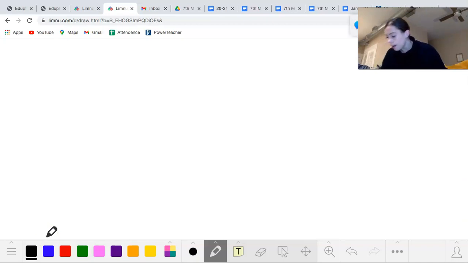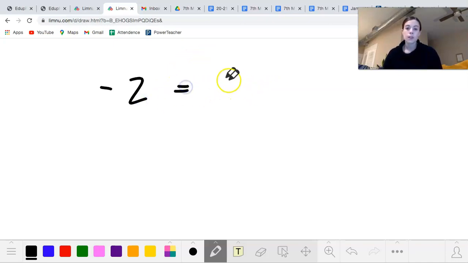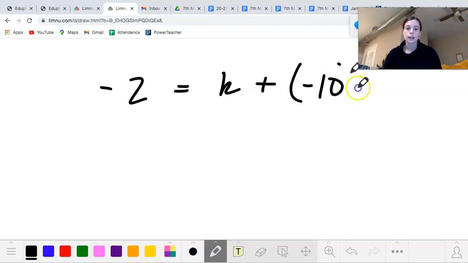Let's look at, how about negative 2 equals k plus a negative 10. All right. Negative 2 equals k plus a negative 10. So I'm going to, again, my goal is to isolate my variable. I'm going to draw my line, right?